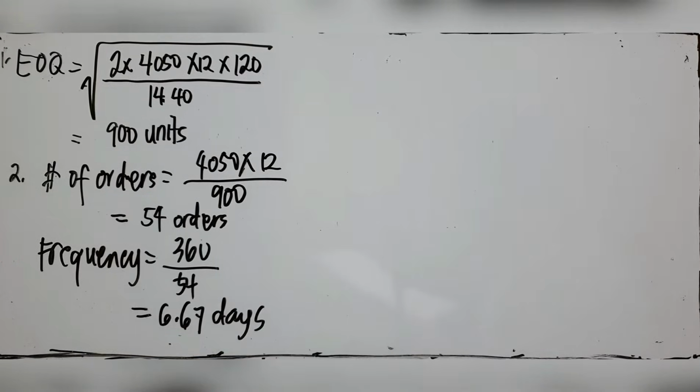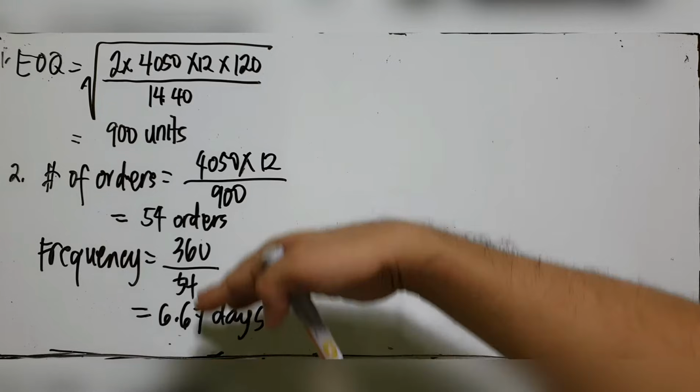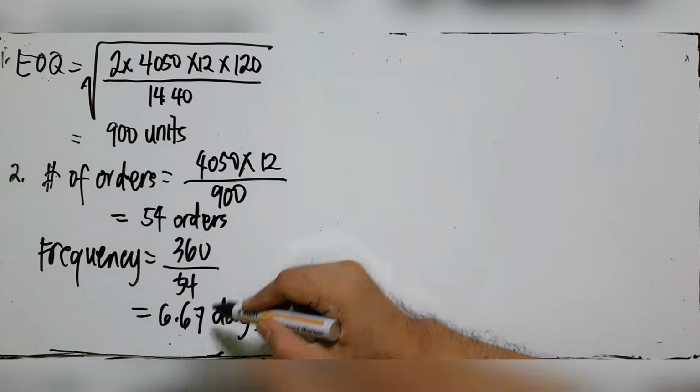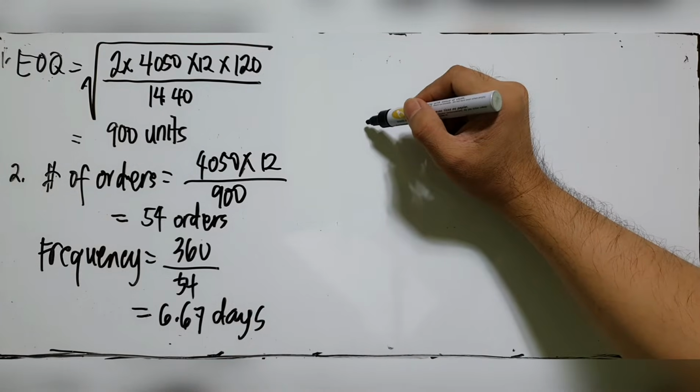Okay, syempre, walang 0.67 days. It could be 7 days. Kung ito na yung pinakahuling tanong natin. Okay, kung gagamitin pa natin sa susunod, leave it as is, 6.67.